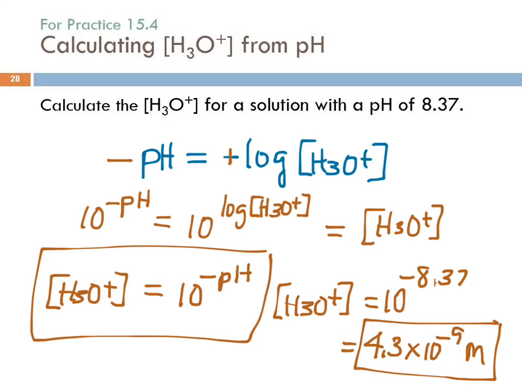Any questions? So you should memorize the pH equation. And whether you memorize the other equations related to pH or just figure them out on the fly is up to you.